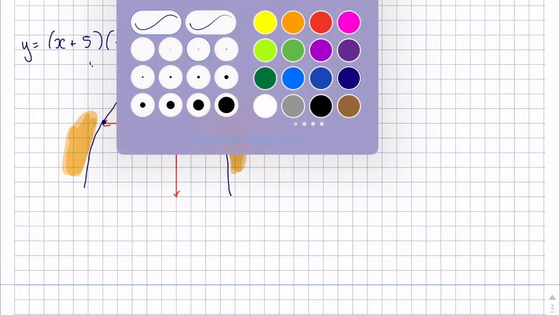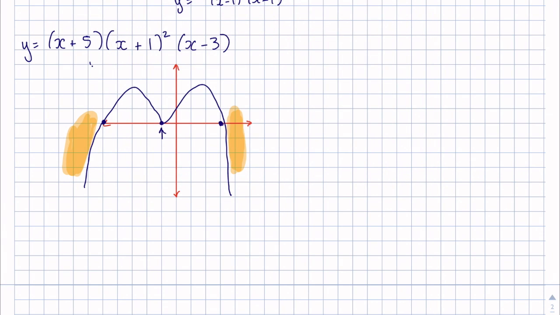So this is x equals 3, this is x equals -1, and this is x equals -5. So let's test, what's more than x equals 3? X equals 5. Actually, no, I'm going to do x equals 4. Why make it complicated? Y equals 4 plus 5, 4 plus 1 squared, 4 take 3. And I already know that each of those is positive, so it's going to come out as some big positive number.